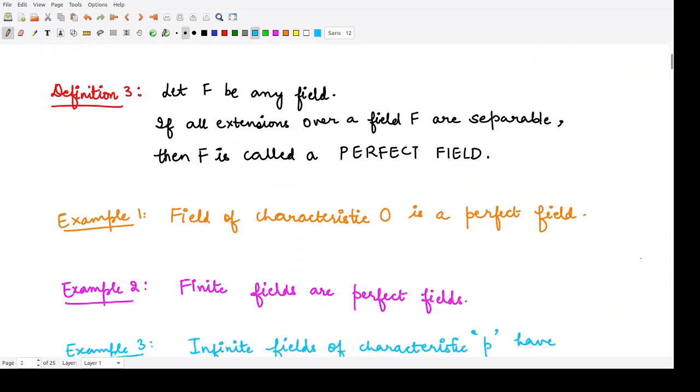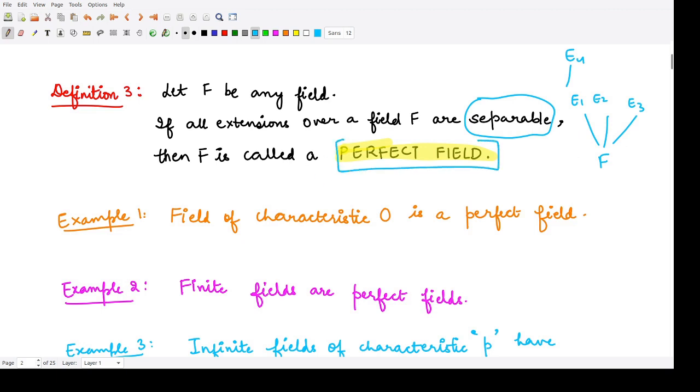The next definition is that of a perfect field. By perfect, it should have the qualities of perfectness. So when do you call a field a perfect field? Suppose you have some field F. You call this field a perfect field if whatever extension field you take, say E1, E2, E3 or E4, whichever extension you take, it is a separable extension. In that case, we call that field a perfect field.